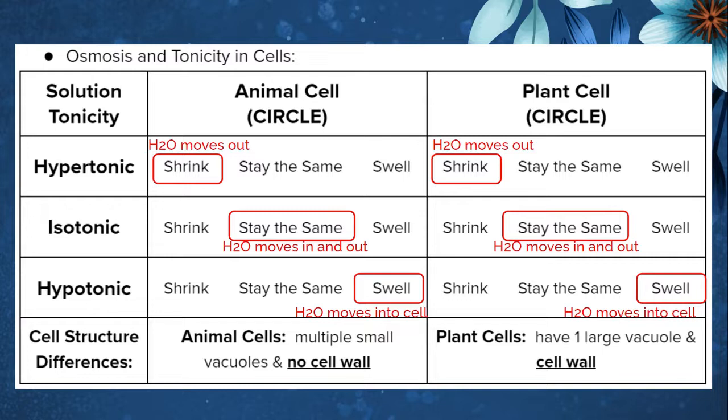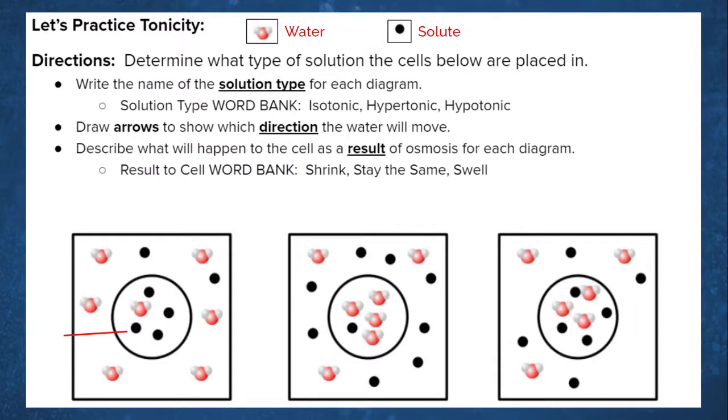And the cell structure differences is why whether a cell bursts when it swells up or not. And the main thing is animal cells don't have cell walls, so they don't have that structure, that protection that keeps the cell from bursting like plant cells. Now, I'm going to do this first one together, so watch how I fill this out. I find the black dots, those are the solutes, and the red dots with sort of white sides, that represents the water molecules. And I have word banks and result to cell word banks that I can also use. I also will be drawing arrows.